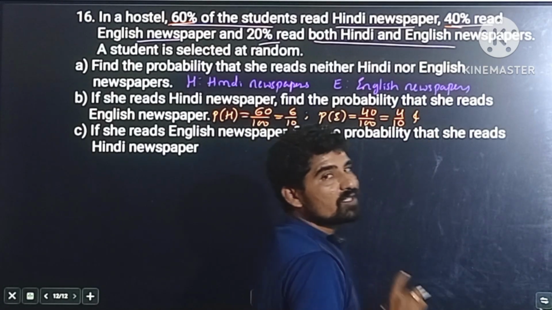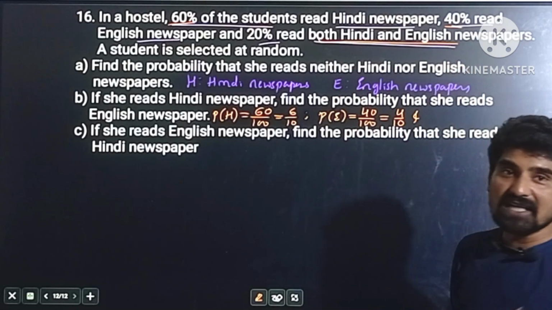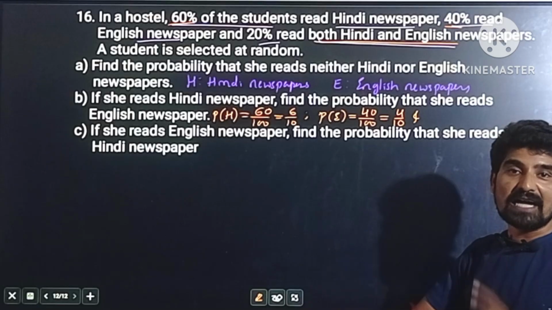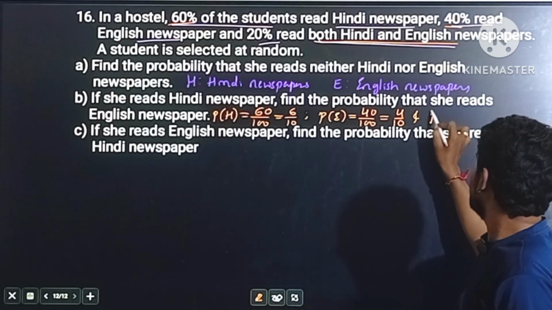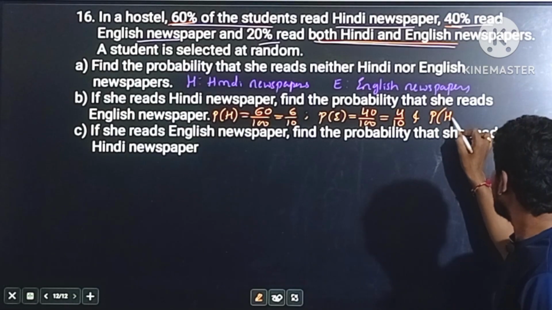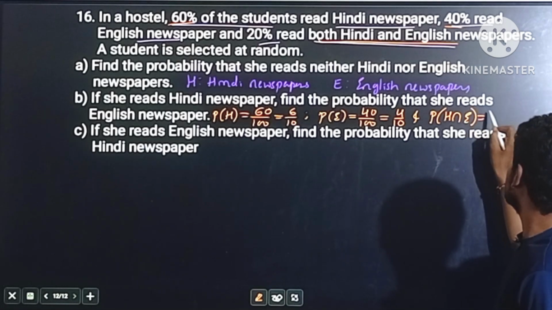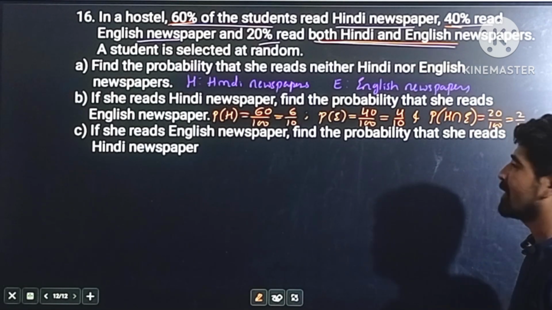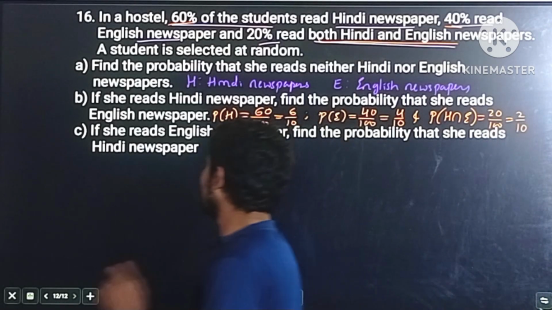And also he has given that 20% of the students read both Hindi and English newspapers. It means, in the sense, intersection. Therefore, probability of students who read Hindi newspapers intersection students who read English newspapers is equal to 20 divided by 100, which is equal to 2 by 10. I hope all of you understood. And by this given data, we need to identify.